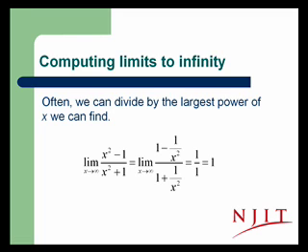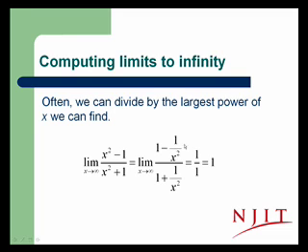Okay, the way that we go about computing limits to infinity, and there are several, but this is the simplest one, is to look for the largest power of x in our expression. In this case, it's x squared. So we divide everything by x squared. We divide the numerator by x squared and the denominator by x squared, giving us 1 minus 1 over x squared in the numerator, 1 plus 1 over x squared in the denominator.